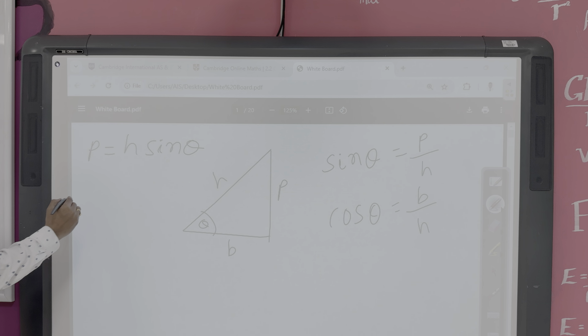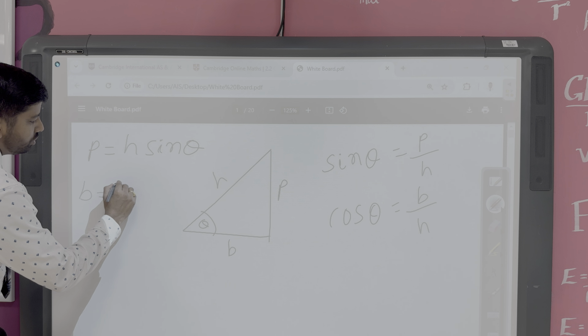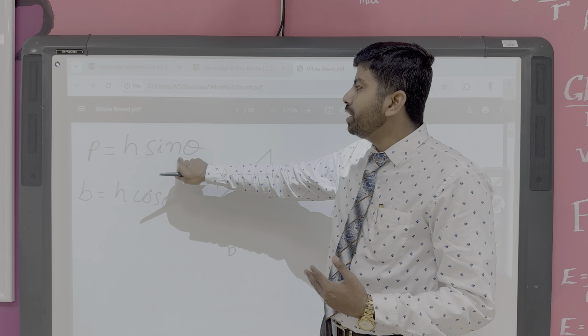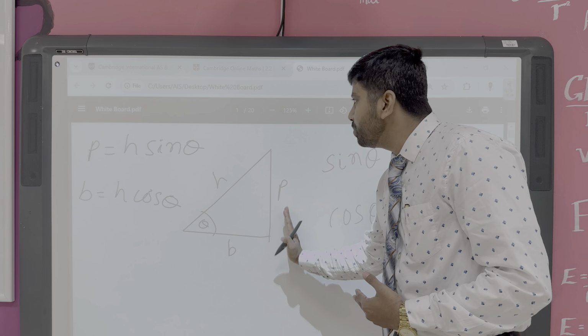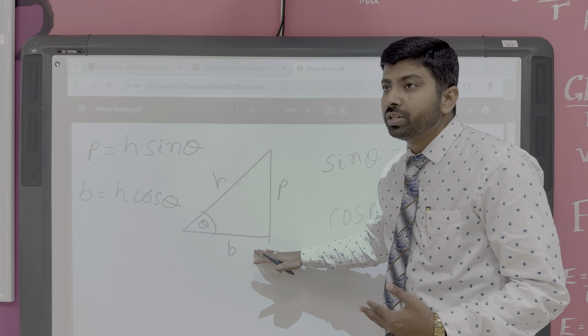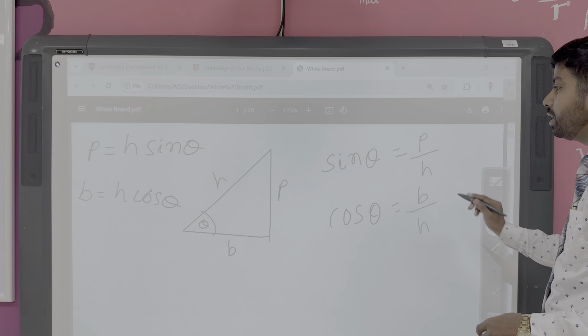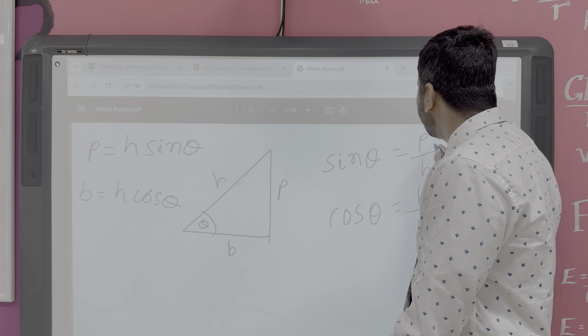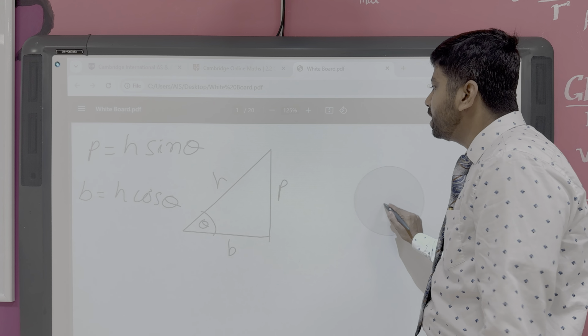Similarly, if I ask you base, what you can write? h cos theta. Can you write? Answer is yes. Generally, vertical component is always associated with sine, perpendicular, and the horizontal component is always associated with cos. Understand? In some cases it will change because it varies from case to case, but one general statement I am giving you here.